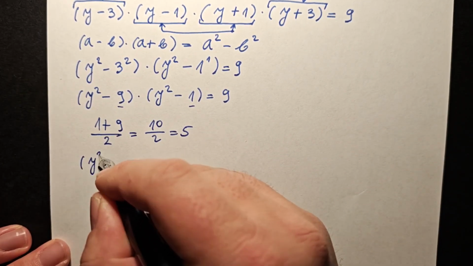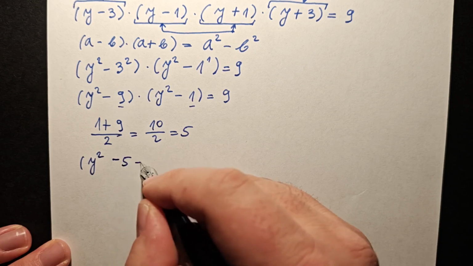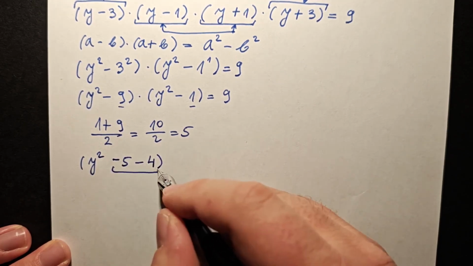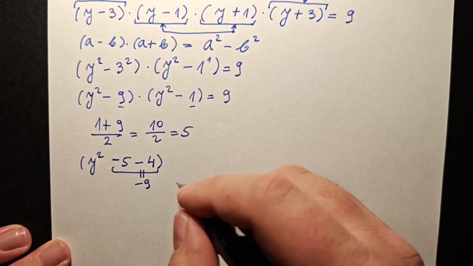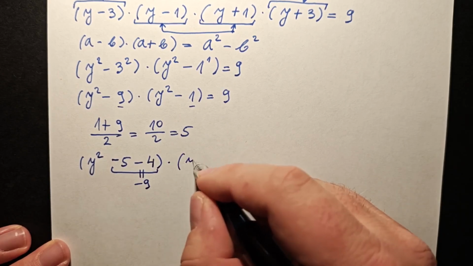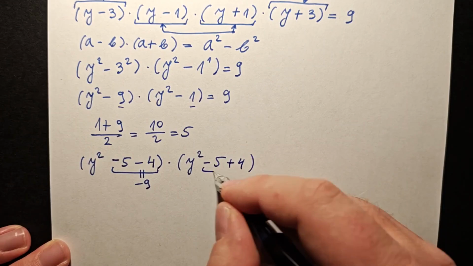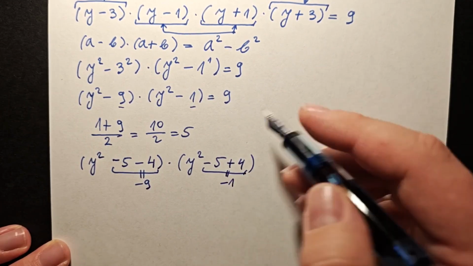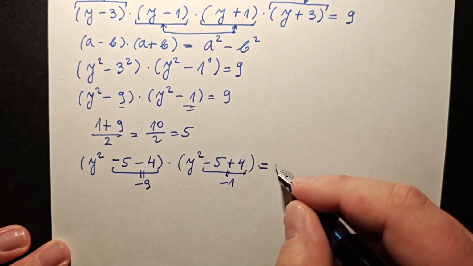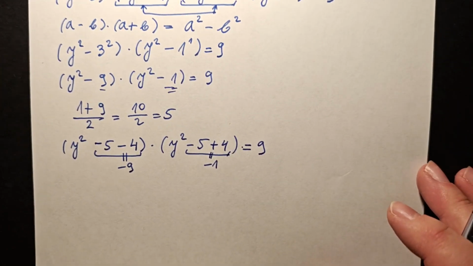So we have (y^2 - 5 - 4). This is equal to minus 9. And we're going to multiply that by (y^2 - 5 + 4). Minus 5 plus 4 is negative 1, which we have here. And that is equal to 9.